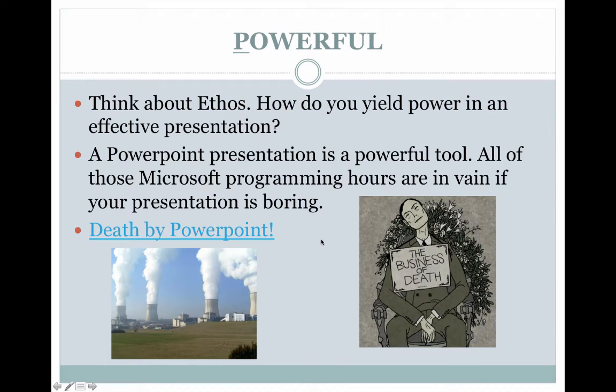Okay, we'll go over the three different P's of the PowerPoint. First of all, think about power, doing a powerful delivery for your presentation. Think about ethos, specifically what makes you a credible voice for your presentation.